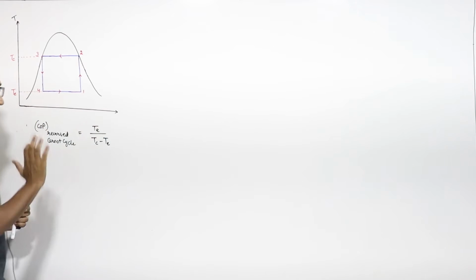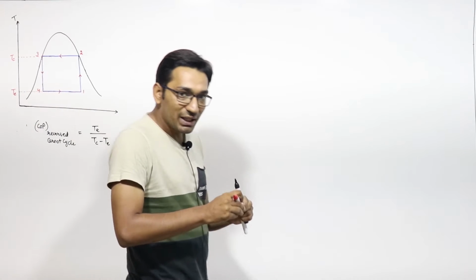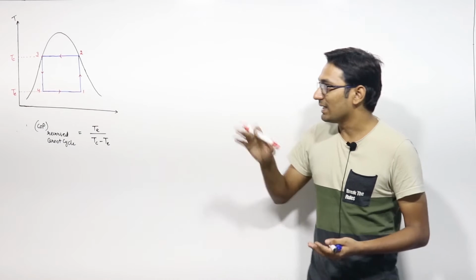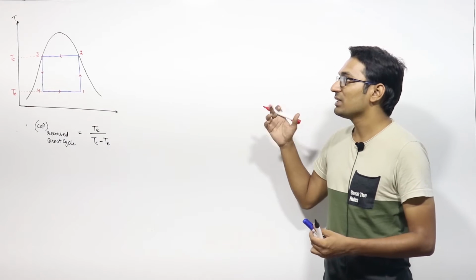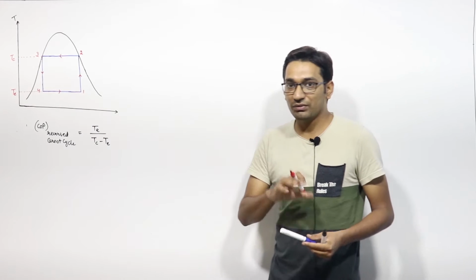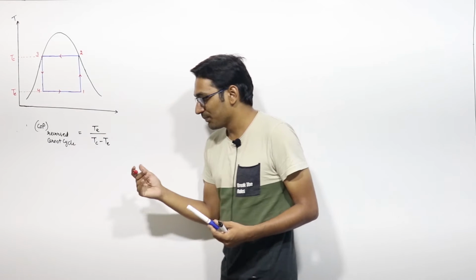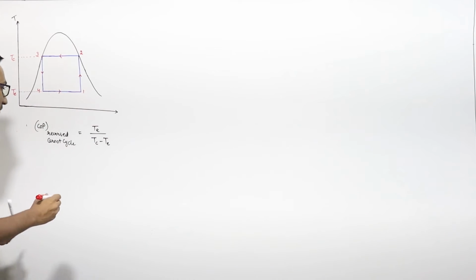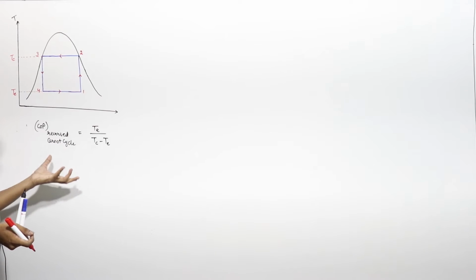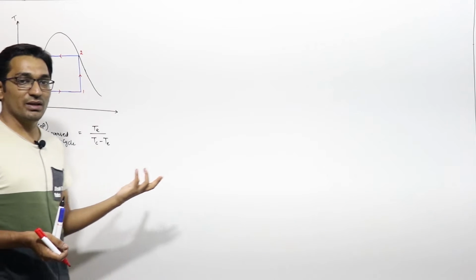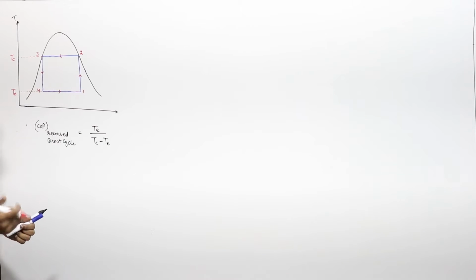Now let us say that the COP of a reversed Carnot cycle is only a function of the temperature of the evaporator and the temperature of the condenser. It is only depending upon the temperature limits between which this cycle is working. It is not depending upon the working fluid, which refrigerant is flowing through this cycle. So if you change the temperature of the evaporator and the temperature of the condenser, the COP of the reverse Carnot cycle will vary.